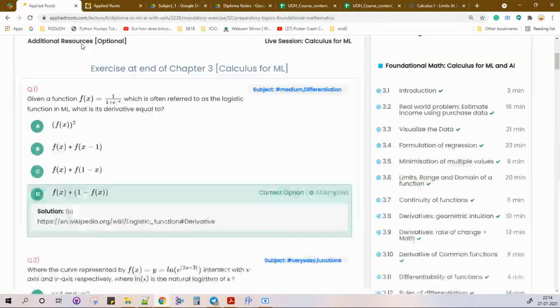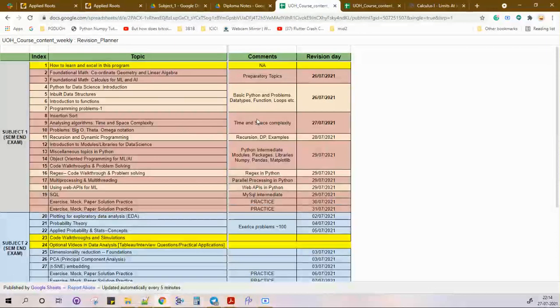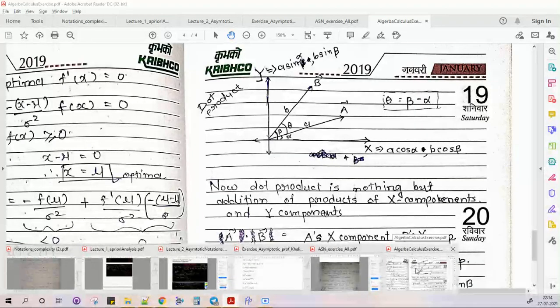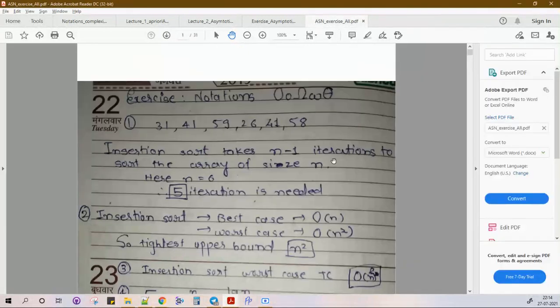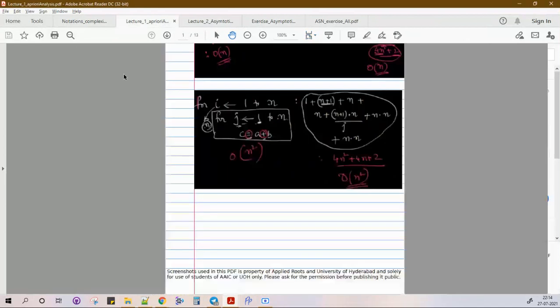Okay, so let's jump on to our main thing. On the 27th, we have planned to cover insertion sort, big O, theta, omega, and time and space complexity, basically. Let's see the theory first, a bird's eye view. I won't go into detail. Then we will directly jump onto exercises.